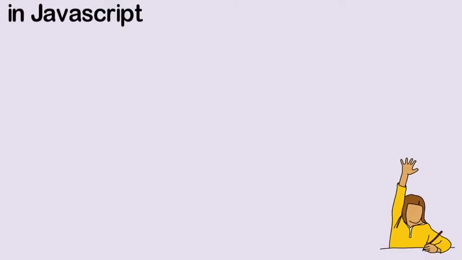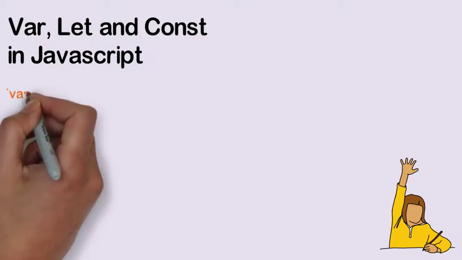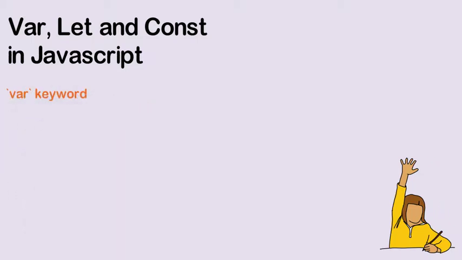Today we will see the difference between var, let and const in JavaScript. So let's dive in. In JavaScript, it's important to declare variables within a specific scope so that we can keep our code clear and maintainable. And for that we have been using the var keyword for a very long time.